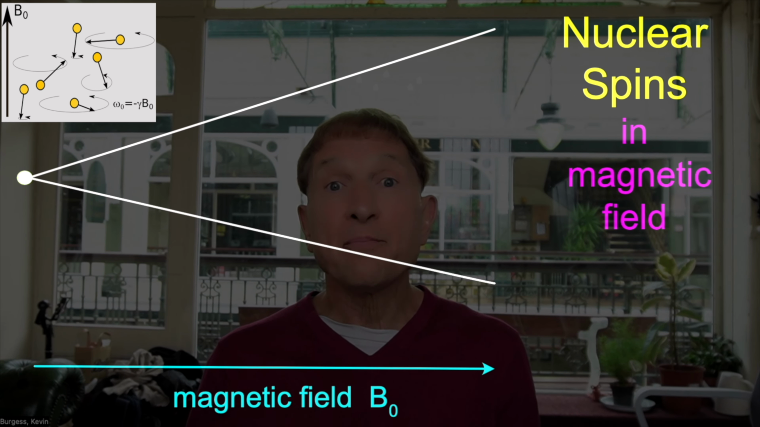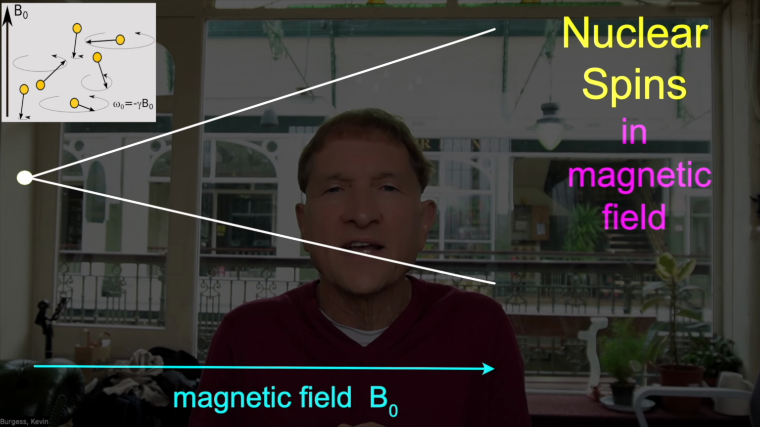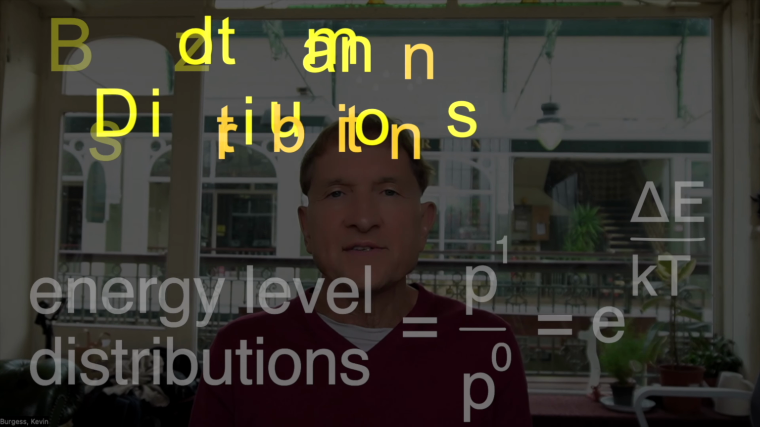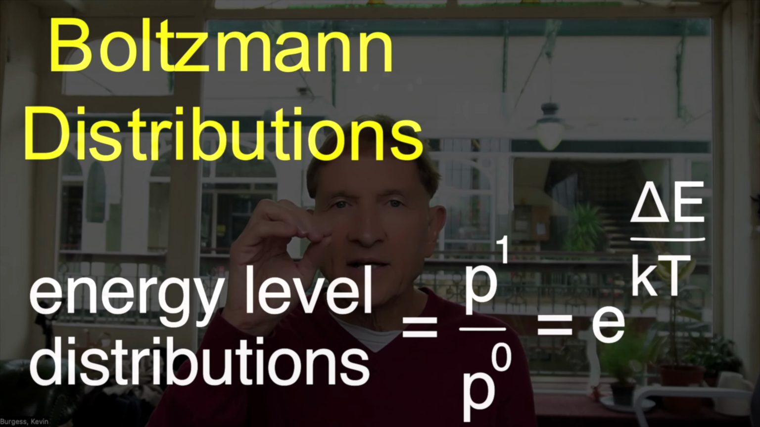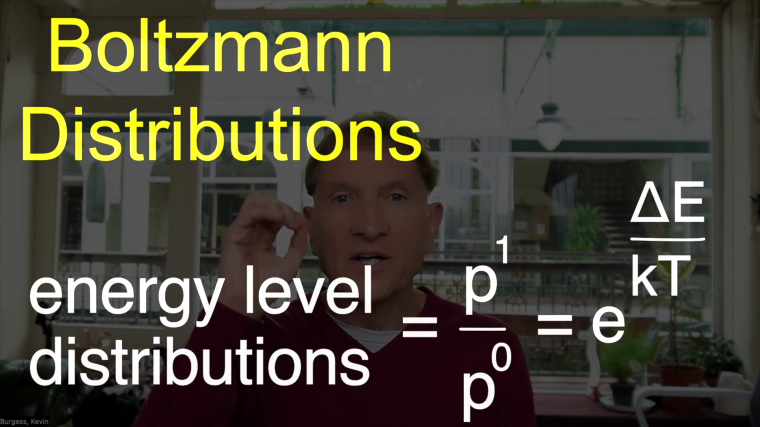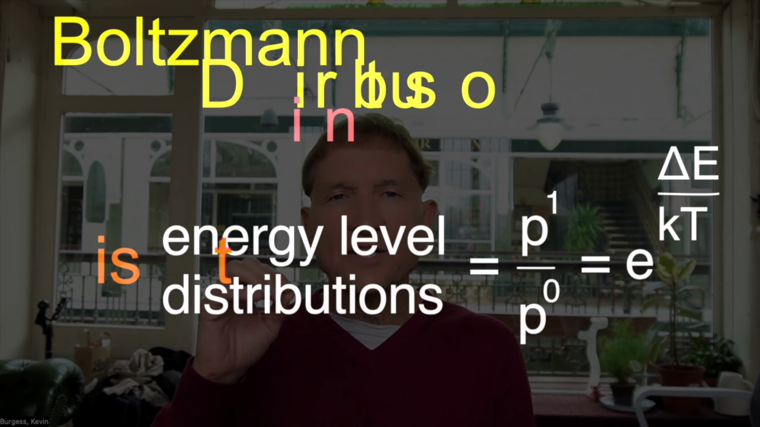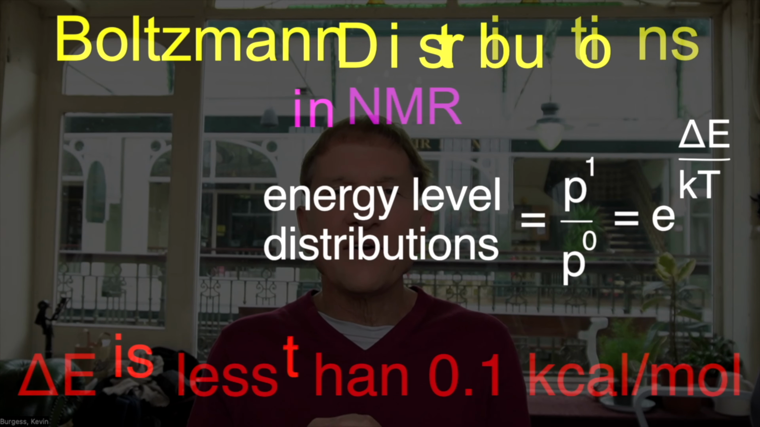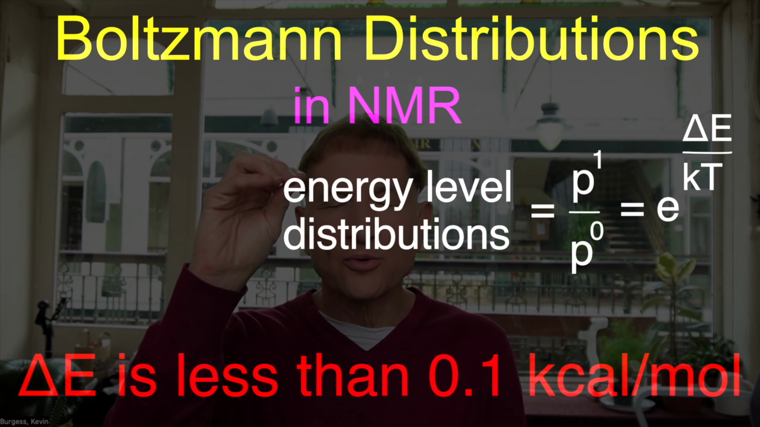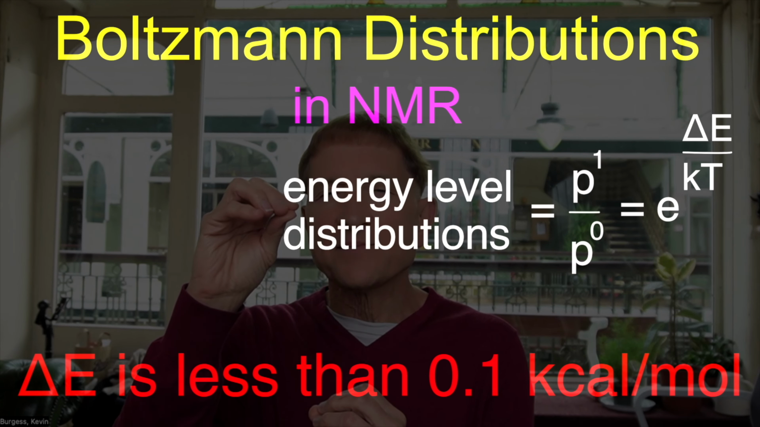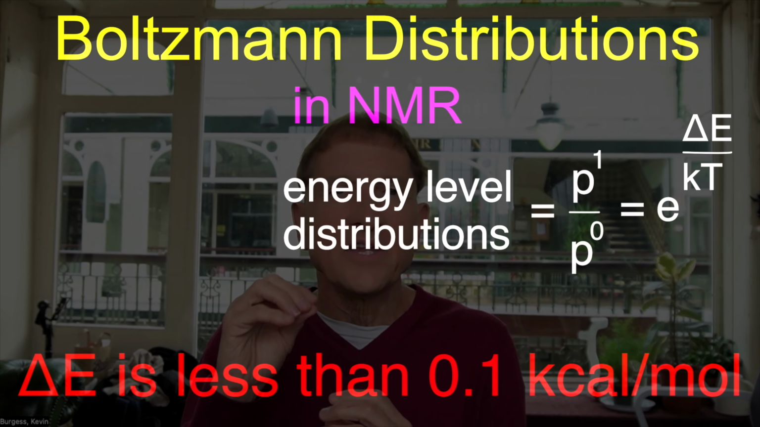Strong fields give bigger energy differences. But in any case, however strong the field is, those energy differences are very small. Population differences of nuclei between the aligned and the opposed states are given by Boltzmann distributions. You don't have to remember this equation, but understand the energy difference delta E is very small between the aligned and the opposed states. So the opposed state only has marginally less population than the aligned one.